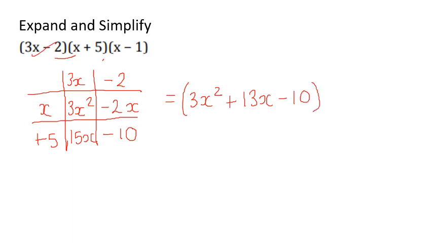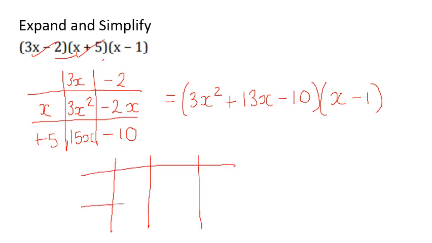So we've done our first two sets of brackets, but now we need to multiply by the third set of brackets, which is x subtract 1. So now we need a bigger grid. So we've got 3x squared, add 13x, take away 10, and then we've got x subtract 1 on the side.